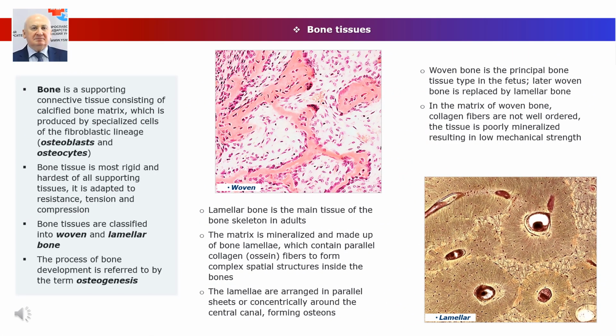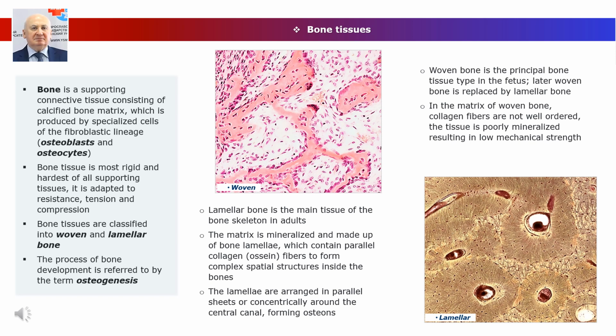Bone is a supporting connective tissue consisting of calcified extracellular material, the bone matrix, which is produced by specialized cells of the fibroblastic lineage, osteoblasts and osteocytes. Bone tissue is the most rigid and hardest of all supporting tissues. It is adapted to resistance, tension and compression.